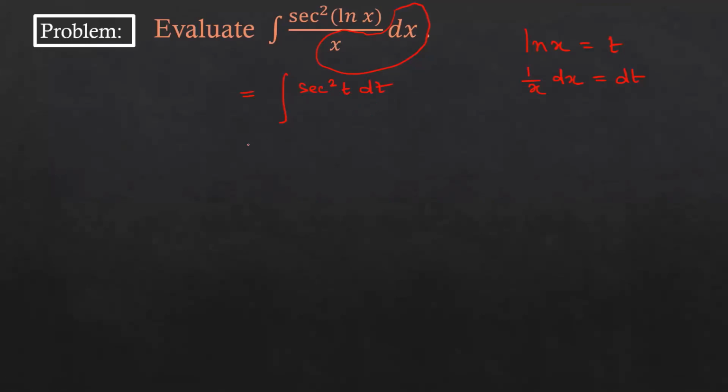So now you get tan t plus c. That means this is tan of ln x plus c. Okay. So this is your integration, and that's very easy. After substitution, you can see that the integration becomes easier. This is a complicated form, but after substitution, we can easily calculate this type of integration.